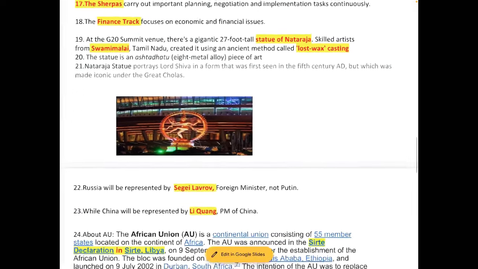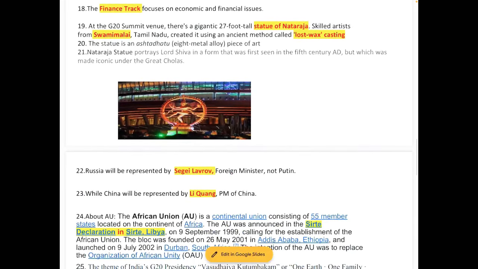Next point, the G20 Summit showcases a 27-foot tall statue of Nataraja. That means it showcases our cultural diversity in that particular summit, which was held in Delhi. So there was a gigantic 27-foot tall statue of Nataraja. It was made by skilled artists from Swami Malai village in Tamil Nadu, and is created using an ancient method called lost wax casting.